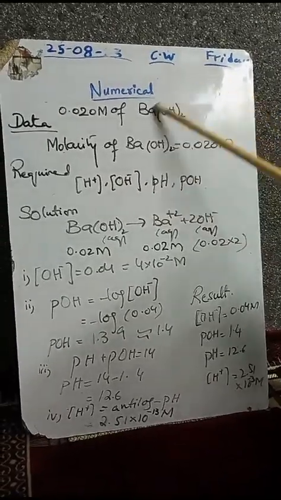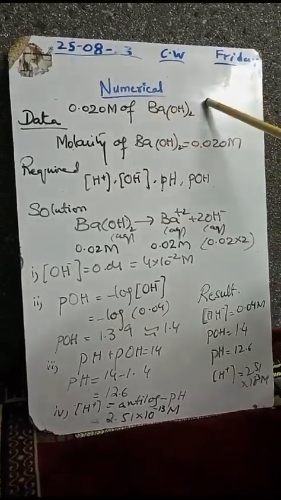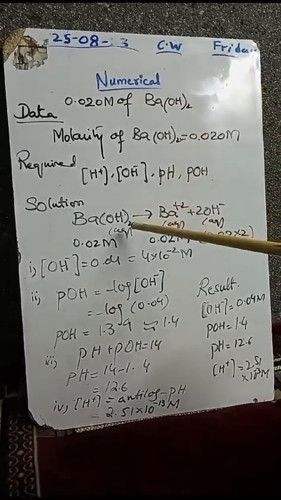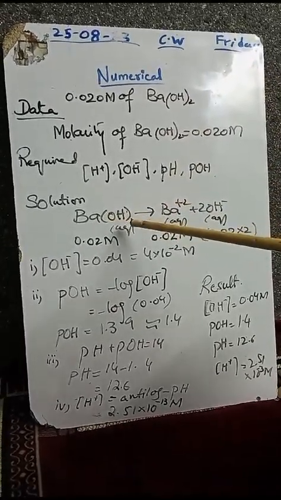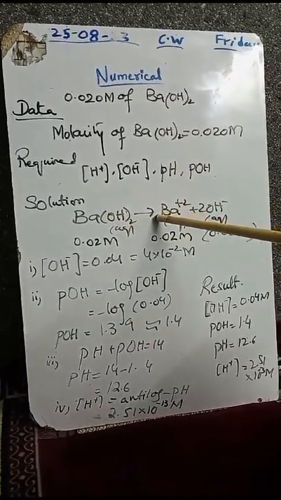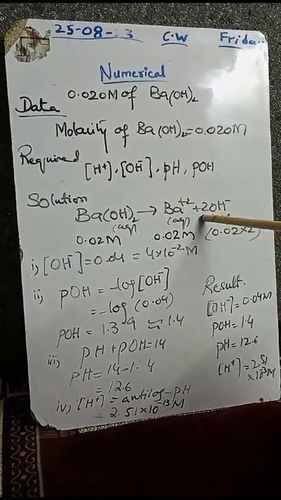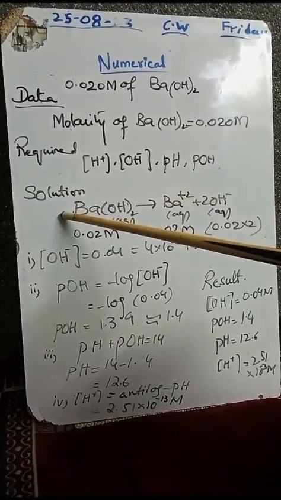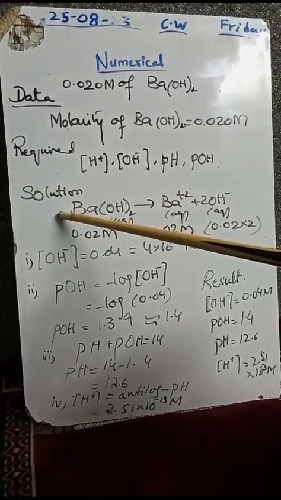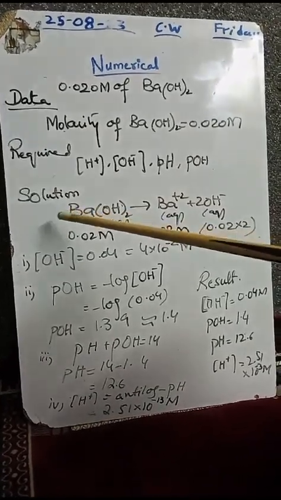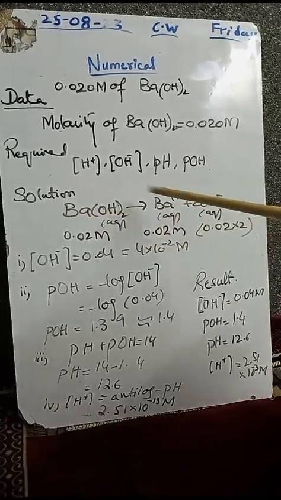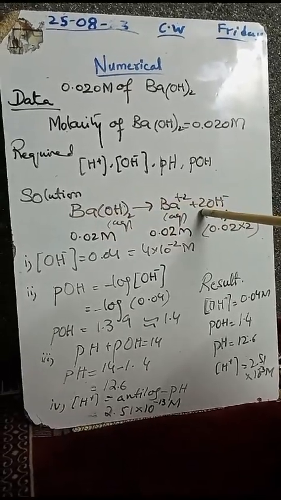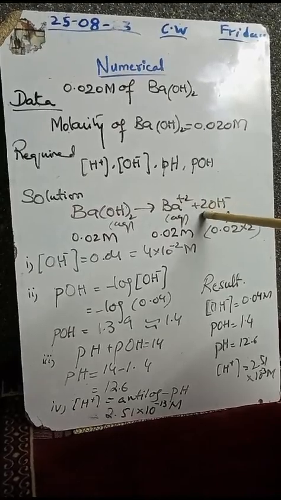As you know that this whole substance is a base, so for the solution you take barium hydroxide, ionize it and you will get barium ion and 2 moles of hydroxide ion. Whenever you have 1 mole of barium hydroxide, it's a strong base, so it always ionizes to give you 2 moles of hydroxide ions over here.